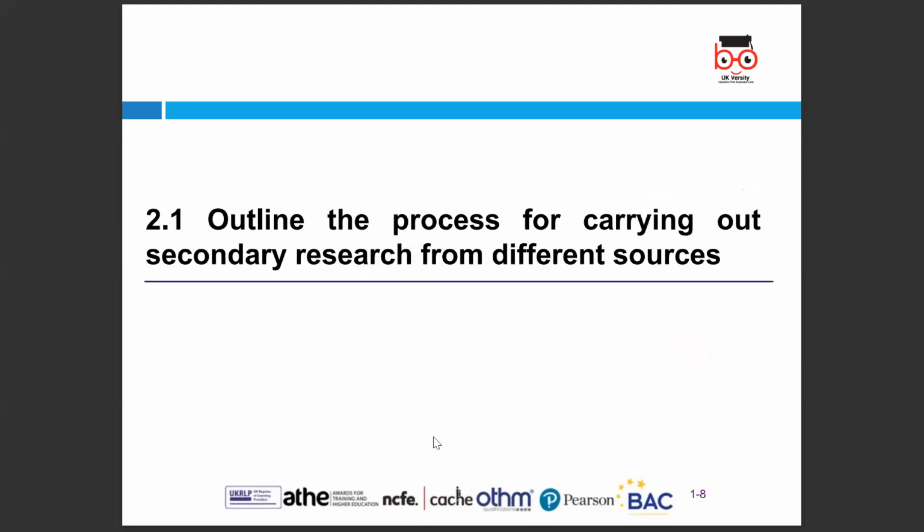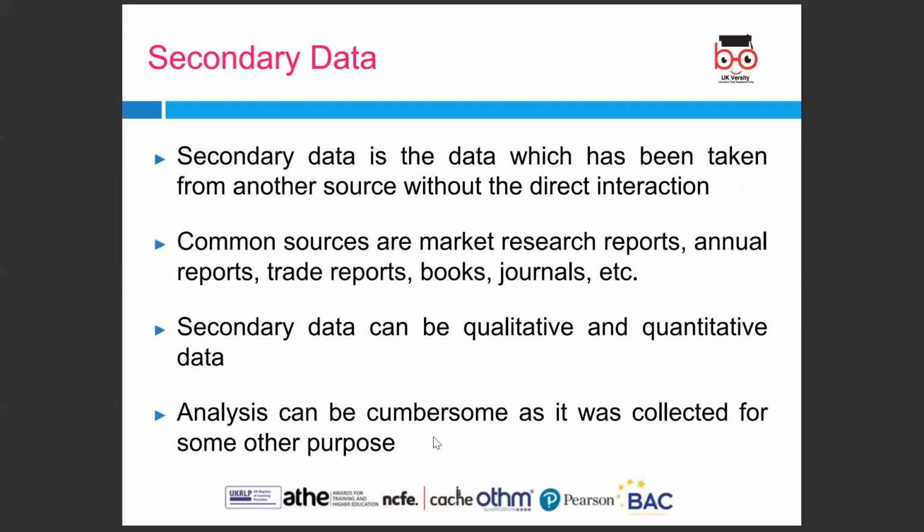So 2.1, we're now looking at outlining the process for carrying out secondary research from different sources. Secondary data is the data which has been taken from another source without the direct interaction. Common sources are market research reports, trade reports, books, journals, etc. Secondary data can be qualitative and quantitative data, and analysis can be cumbersome as it was collected for some other purpose.